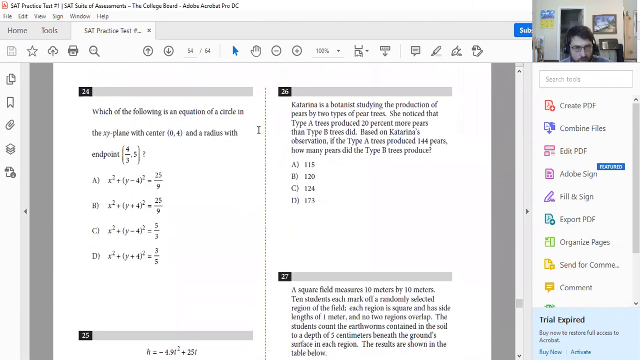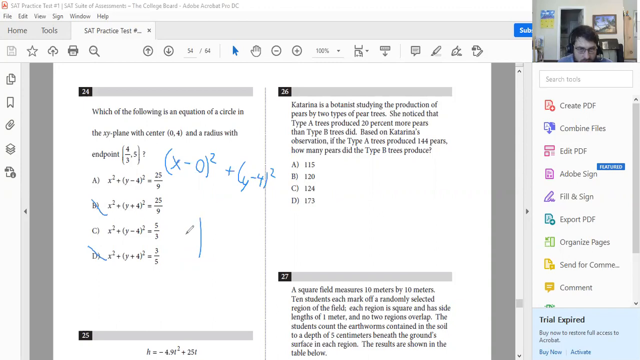Which of the following is an equation of a circle in the xy plane with a center of 0, 4? So if you remember the equation of a circle, x minus our x center, quantity squared, plus y minus our y center squared. So that already eliminates these two. X minus 0 squared is just x squared. And a radius with endpoint 4/3, 5. So it looks like you're going to have to do some math here.